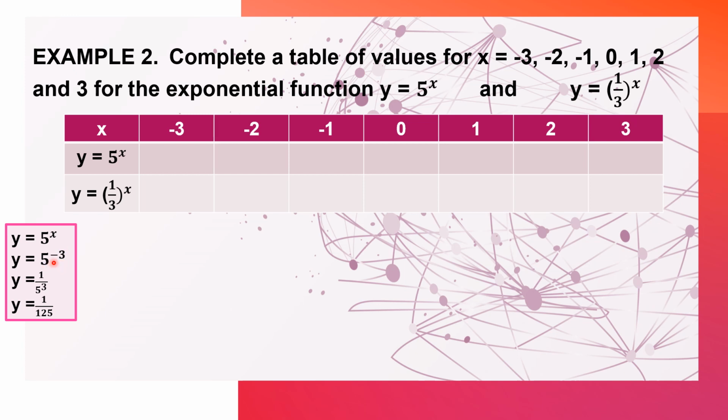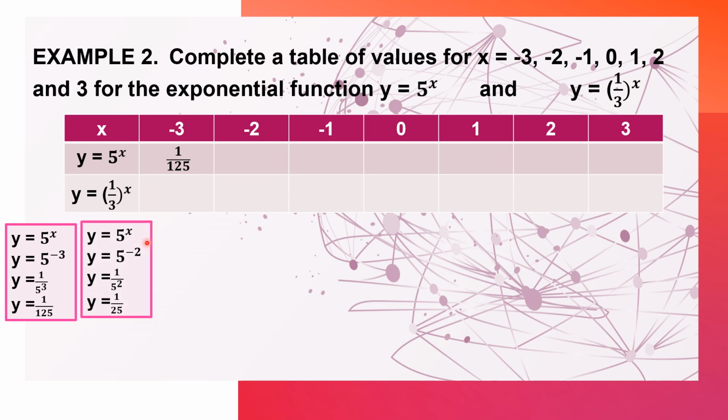And 5 raised to negative 3 can be written as 1 over 5 raised to 3. And 5 raised to 3 is equal to 125. So our y now is 1 over 125. So if our x is negative 3, our y here is 1 over 125. So how about if x is negative 2?